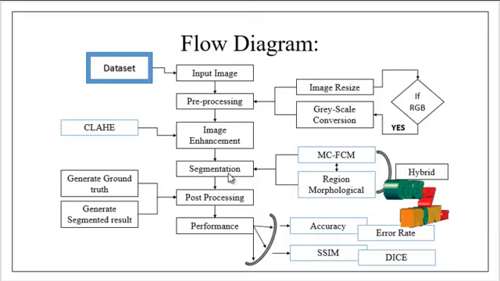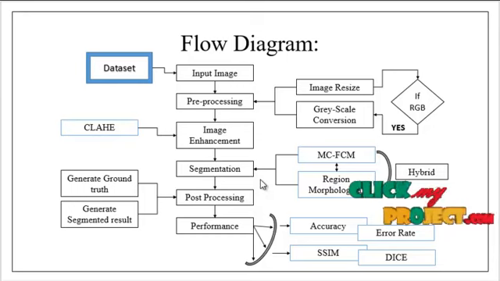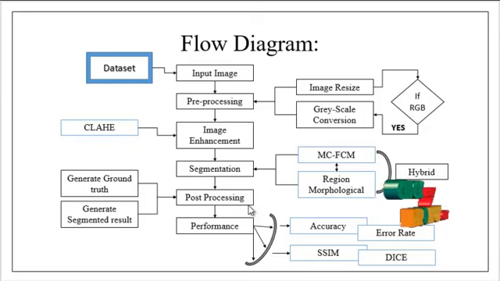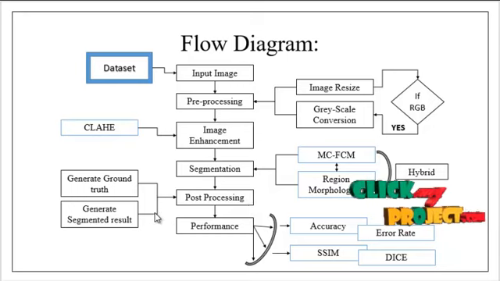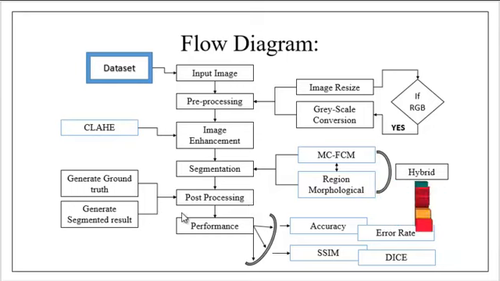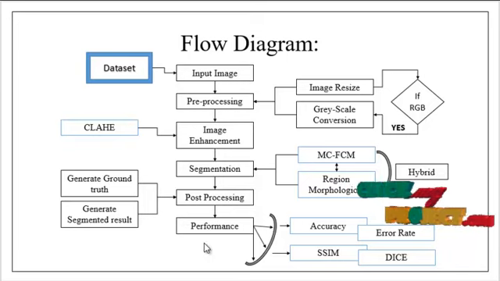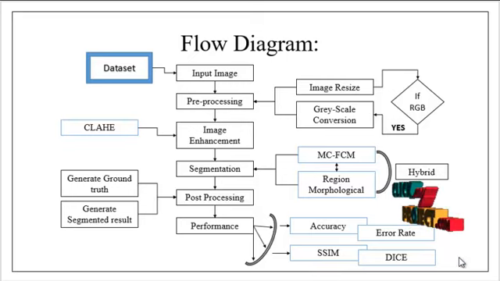In this segmentation portion, we are going to hybridize two algorithms, fuzzy C-means clustering, that is MC-FCM, and the regional morphological method. These two are hybridized together to generate the segmentation algorithm. After the segmentation, post-processing is carried out to import the ground truth, as well as generate the segmented results. Both will be compared to generate the performance. Hence the performance parameters like accuracy, error rate, SSIM and dice coefficient will be evaluated.